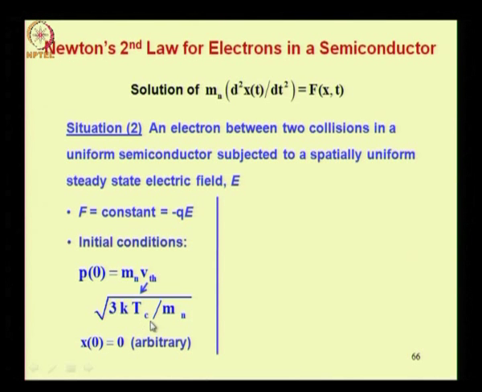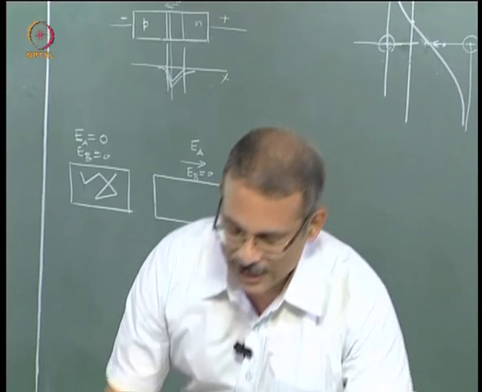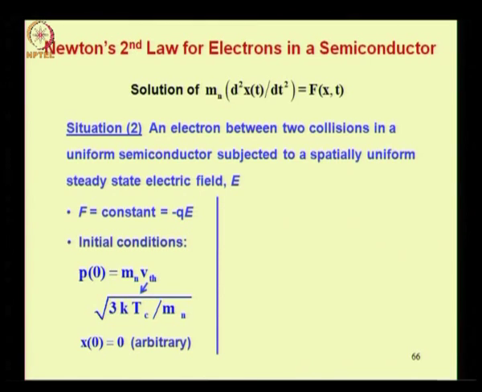Under equilibrium the carrier temperature is the same as the lattice temperature, but when you are applying a field, the field could be high though it is steady state, and therefore the random velocity of carriers can increase over the equilibrium value. Okay. So that is what has been taken into account here. The carrier temperature can be higher than the lattice temperature. Now as in the previous case, let us assume that the initial position x0 is 0, the reference is 0.